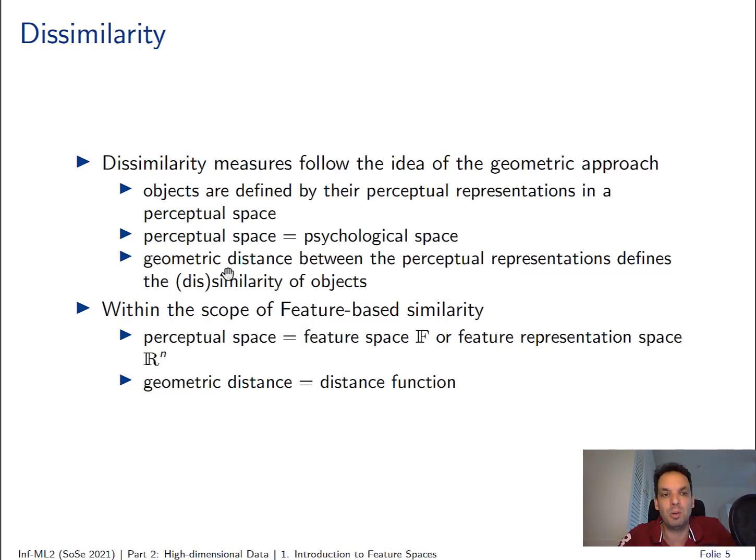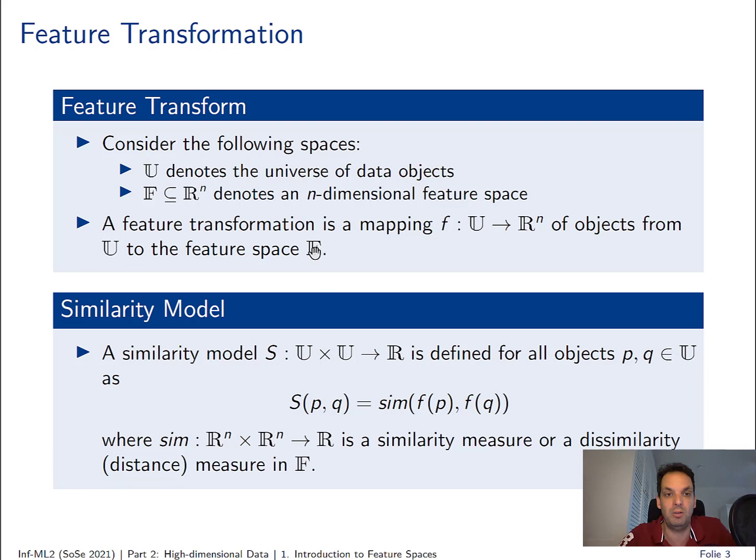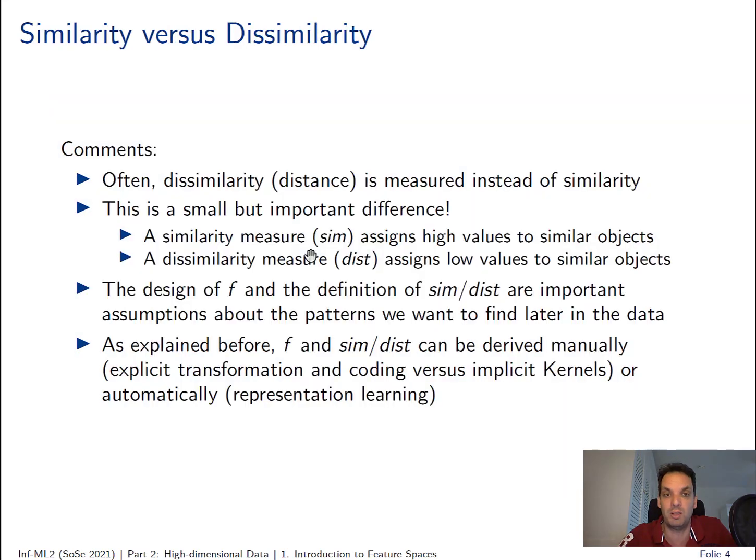Then you follow this geometric distance. So you compute the geometric distance between these perceptual representations, and that defines in that case dissimilarity of objects, and in turn the similarity of objects, of course. Yeah. So within the scope of our feature-based similarity, it means that the perceptual space is the feature space. Yeah, the mapped feature space. So this one here is the perceptual space.